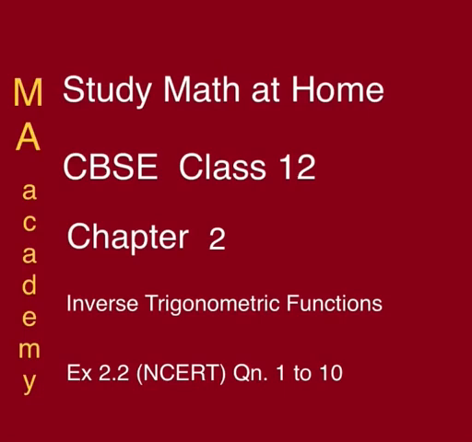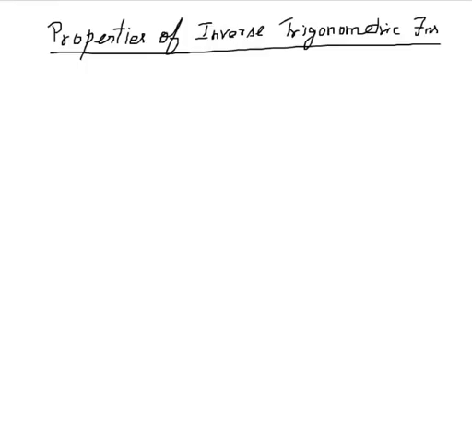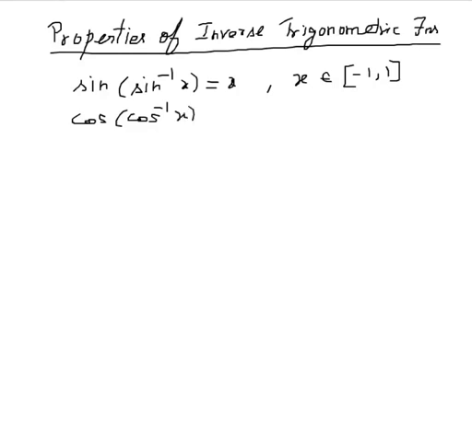Let us learn the properties of inverse trigonometric functions. The first set of formulae: sin(sin inverse of x) will become x, and this is true when x belongs to the closed interval -1 to 1, which is the domain for the sine inverse function. Then cos(cos inverse of x) also becomes x for all x belonging to the closed interval -1 to 1.